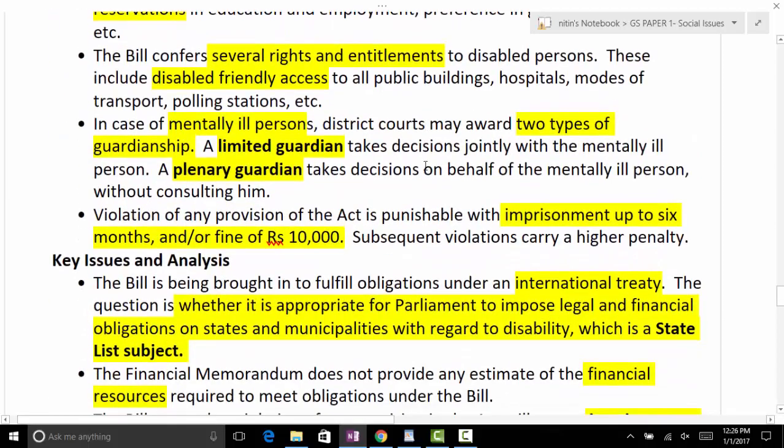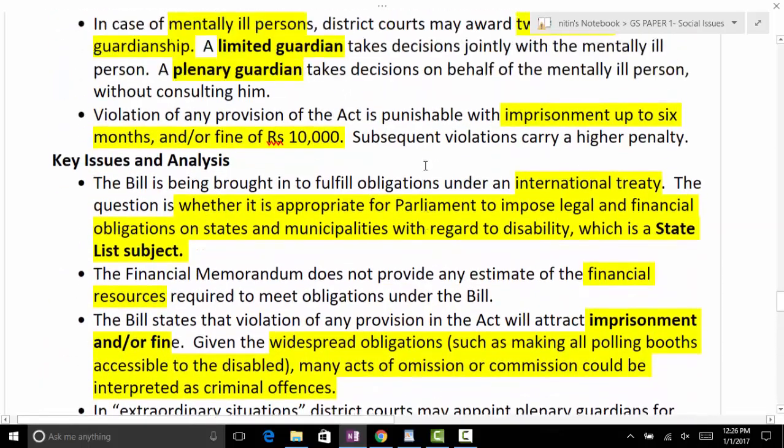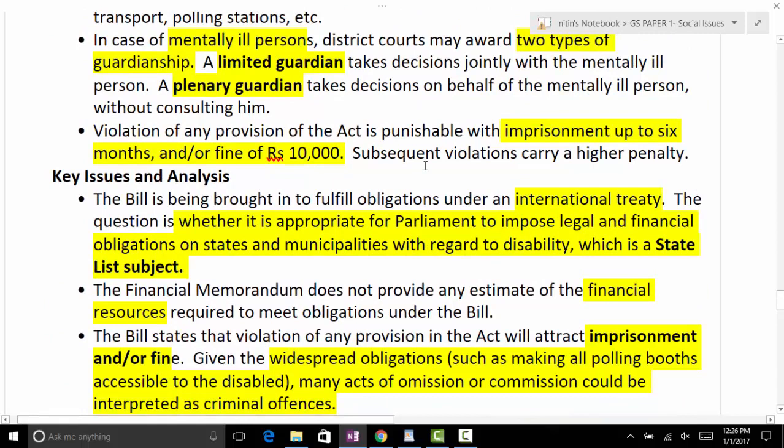Now what are the issues in this bill? One of the issues is that disability comes as a state subject. Then how can the central government or the parliament impose certain conditions on the state and the local bodies to implement this act over them, right? Secondly, it has not outlined from where the finances would be mobilized, because for any scheme, program or act to be implemented, certain finances need to be mobilized. That part is missing in this particular act.